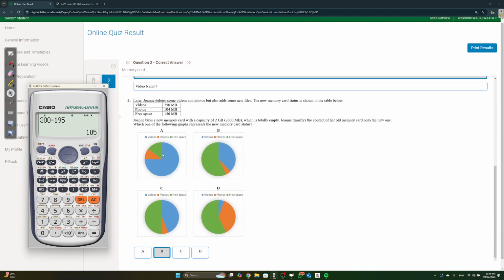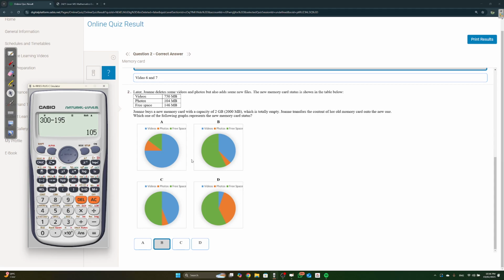Later, Joanne deletes some videos and some photos, but adds some new files. The new memory card status is shown in the table below. Okay, so Joanne now buys a new memory card with a capacity of 2 gigabytes, which is totally empty. Joanne transfers the content of her old memory card onto the new one. Which one of the following graphs represents the new memory card status?